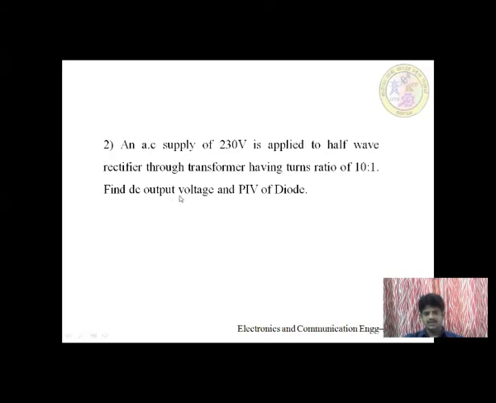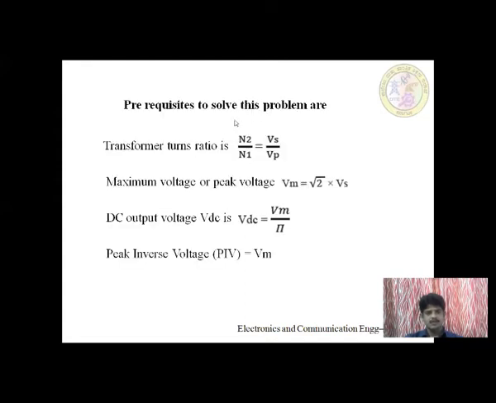So we have to calculate the DC output voltage, that is VDC, and the PIV of the diode. Think how we have to proceed. Let's see the prerequisites required to solve this problem. First we need to know the turns ratio of the transformer, because here the output of the transformer is not given, they are given only the input to the transformer, that is the 230 volt.